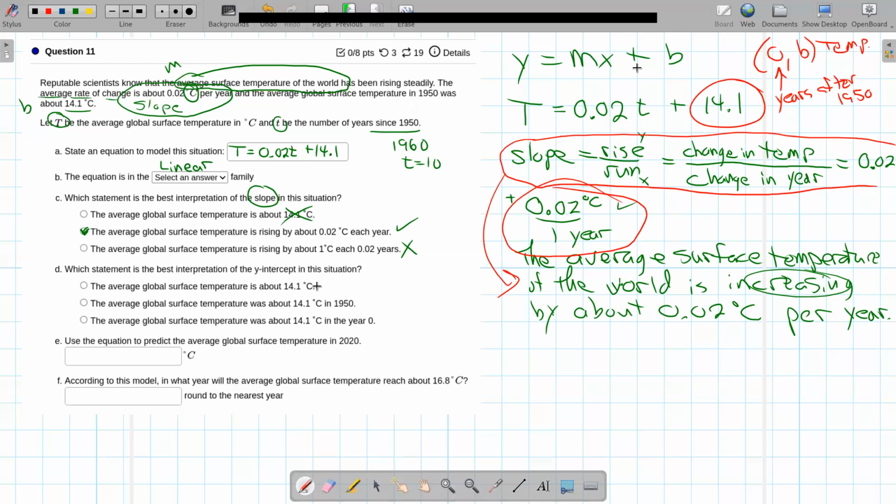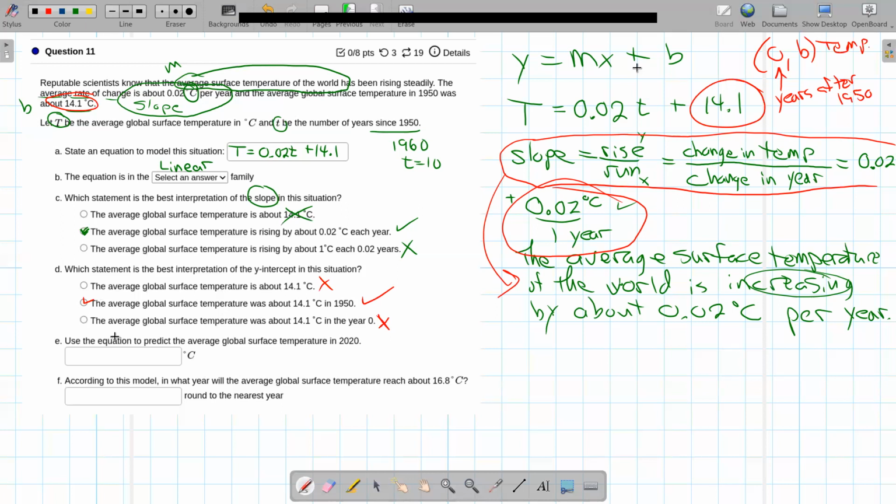So not that one. Oh, it's got to talk about 1950. The year 0, that's crazy. The year 0, right? That was like 2,000 years ago. So that one's nuts. This one doesn't reference a year. This one does. The average global surface temperature was 14.1 degrees in 1950. Yep, that was the average. We were given that right here. So that one is mine.